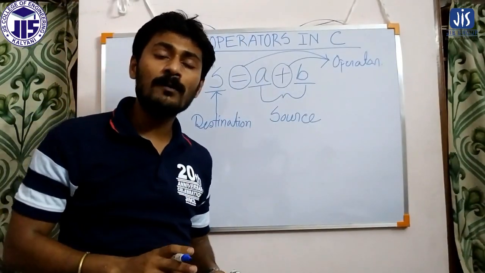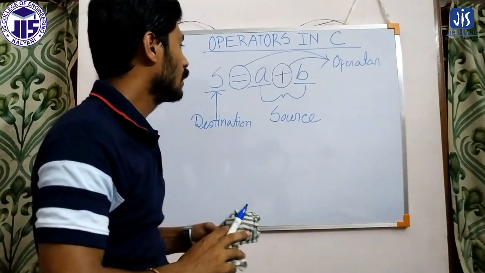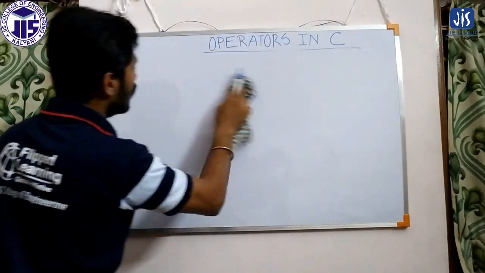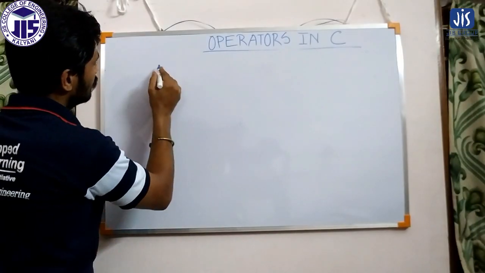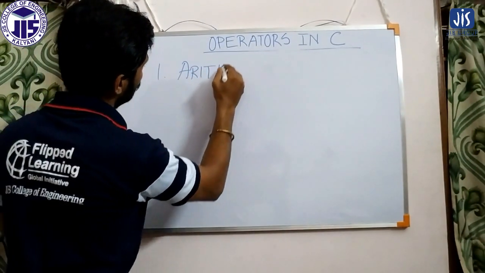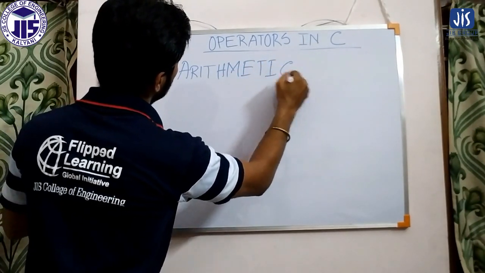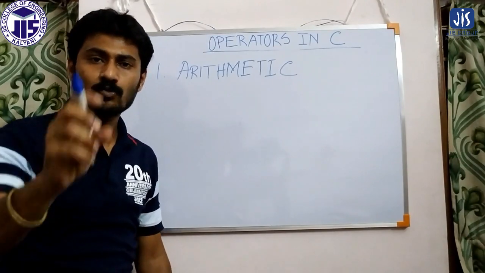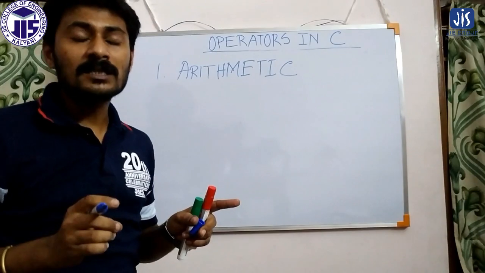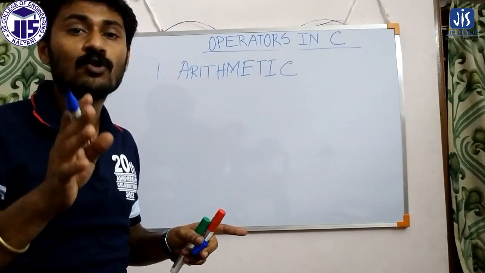Now in C programming we have different types of operators. We will discuss them one by one. Number one operator is the arithmetic operator. From the name it is very much clear: the operators using which we can perform different types of arithmetic operations are called arithmetic operators.